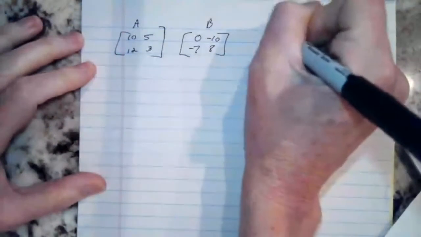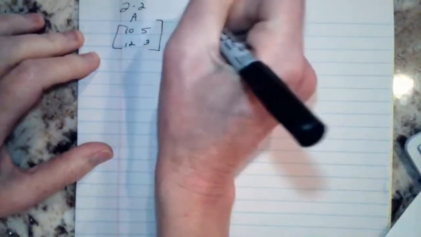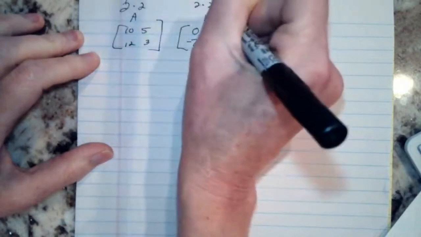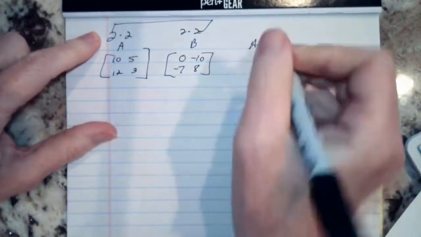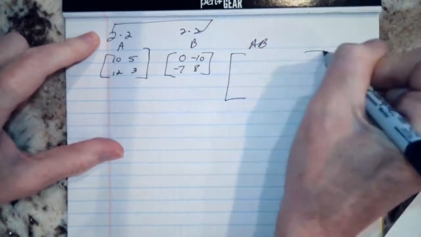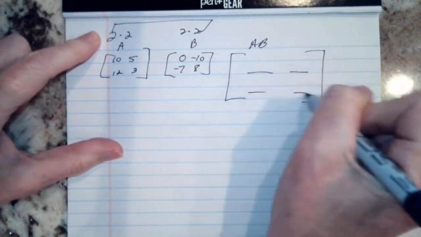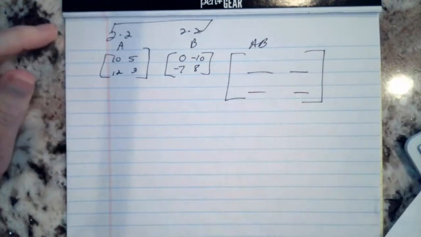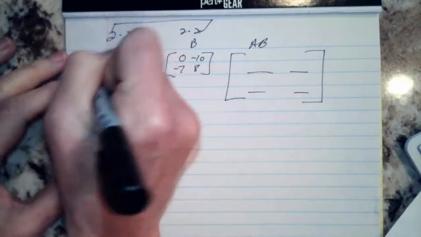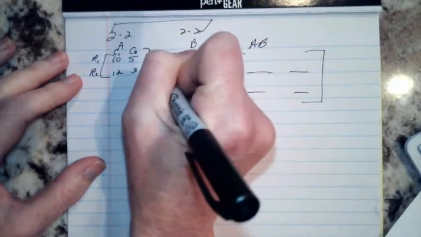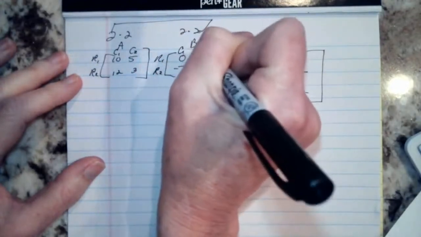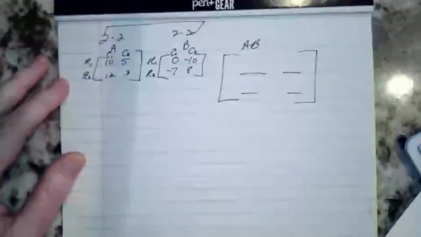Okay, let's do A times B, which, as you know, because this is a 2 by 2 and this is a 2 by 2, the outsides will tell us how big our resulting matrix will be. So we are going to end up with 4 blanks, a 2 by 2, 2 rows, 2 columns. This is row 1, this is row 2. Let's label those on both. Row 1, row 2, column 1, and column 2.